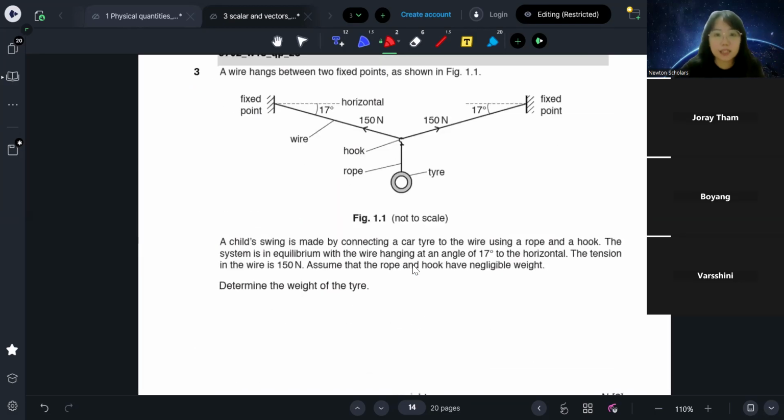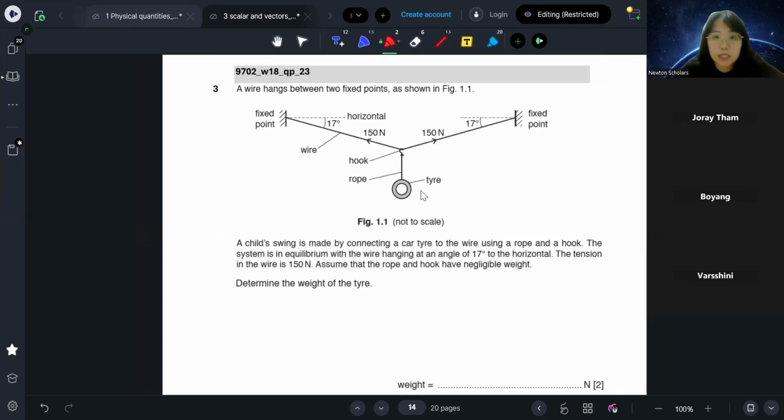Okay, next slide, dear. If you are from the 5 student, this one is easy for you. Okay, a piece of cake. So the question is asking you, what is the weight? Weight direction is pointing downward.